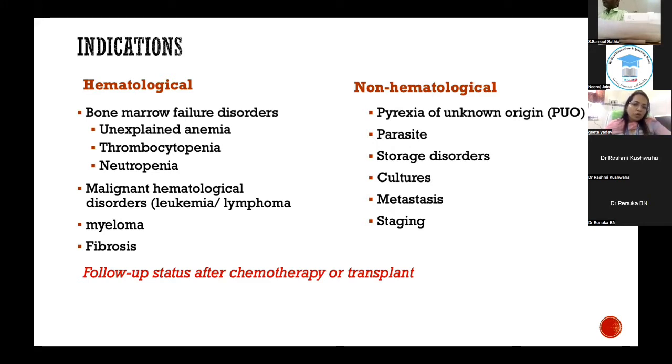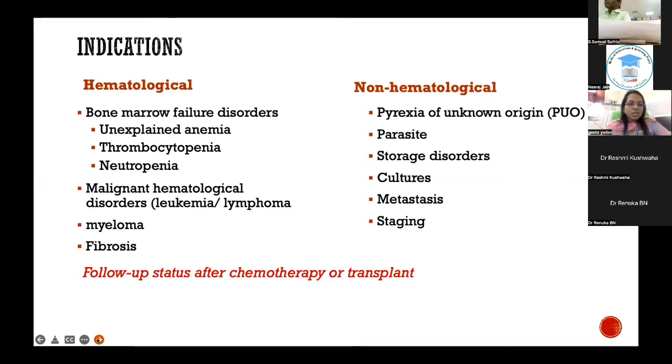And we also do it for follow-up status of chemotherapy. As we know, for induction chemotherapy, in both ALL or AML, after 1 month there is a marrow to see what is the remission status of that patient. For non-hematological purposes, the foremost common thing for which bone marrow is asked for is pyrexia of unknown origin, to look for collecting cultures in these cases. Also to look for parasites, storage diseases, metastasis, and staging.